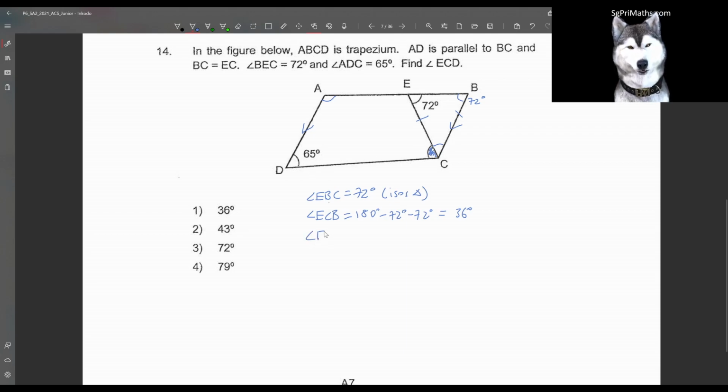So angle ECD equals 180 degrees minus 65 minus 36. This will give us 65 plus 36 is 101, so 79 degrees. So the answer is 4.